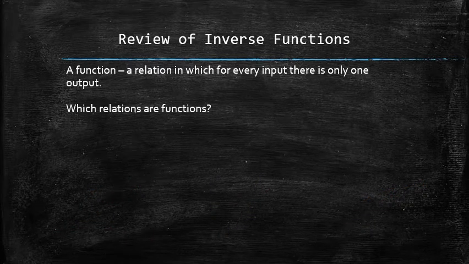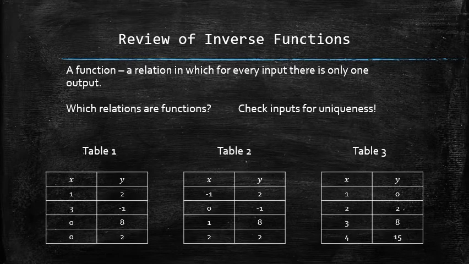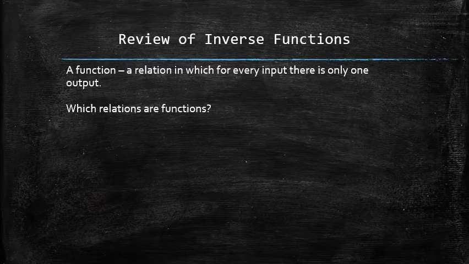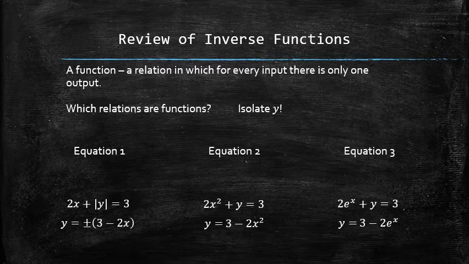To see whether relations given by tables are functions or not, we check the set of inputs for uniqueness. From the following three relations, the one on the left is not a function, and the other two are functions. To see whether relations given by equations are functions or not, we try to isolate the output variable. If it is possible to do without any ambiguity, then it is a function. From the following three relations, the one on the left is not a function, and the other two are functions.